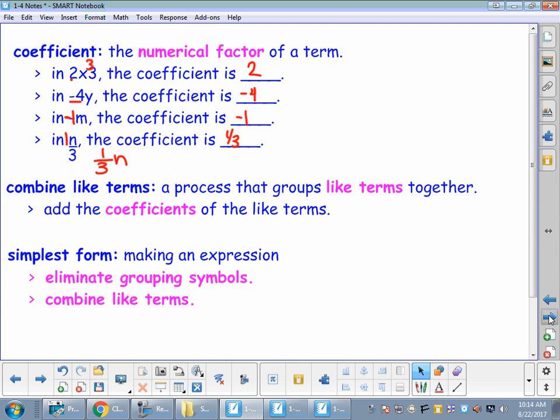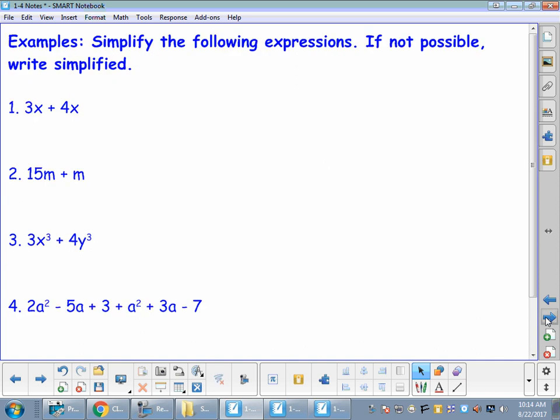We're going to talk about simplest form as you go on through your math levels. But right now, in simplest terms, you're going to eliminate grouping symbols. So if you see parentheses or brackets, you want to get rid of them by multiplying, adding, squaring, whatever you have to do. And then you're going to put the like terms together if you can. So let's go through a couple of examples of that.